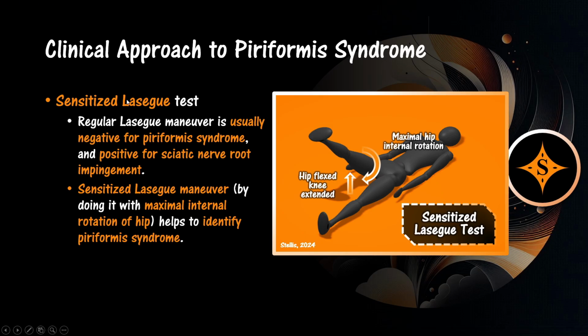So how do you turn regular Lasegue into something that can help you identify piriformis syndrome? Easy. You perform maximal hip internal rotation so that the foot is facing inward, and then you do the regular Lasegue test after, that is, flexing the hip until it causes pain. That is the piriform pain. Lasegue test itself is usually considered positive when the degree of the hip flexion is 45 degrees.